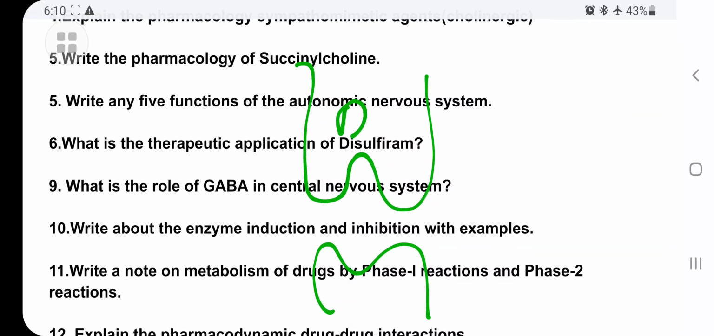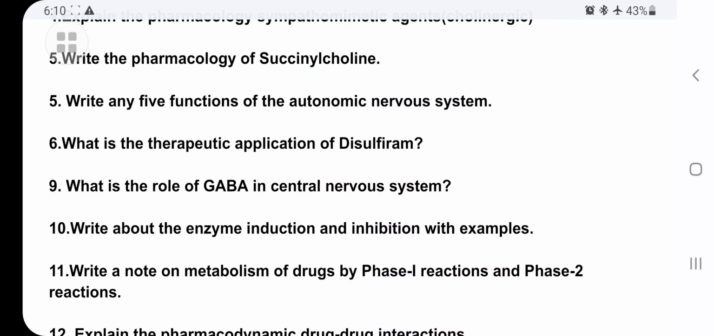Then write about enzyme induction and enzyme inhibition. Yes, you have to write here the factors affecting induction. Induction means increase, how enzymes get increased. Give examples like cytochrome P450. Many examples are there for increasing. Inhibition means reversible and irreversible. How you wrote in biochemistry, the same you can write here.